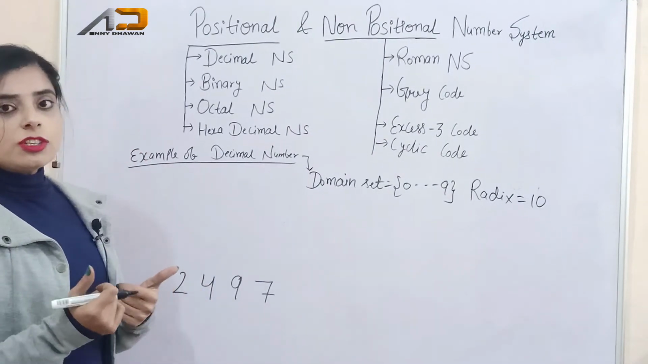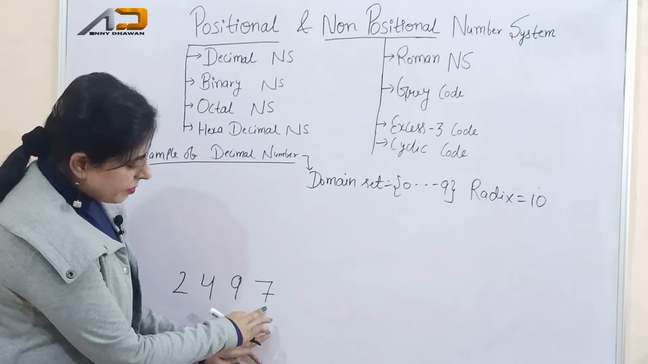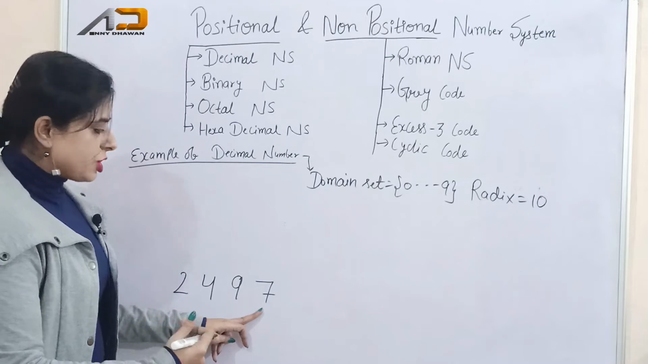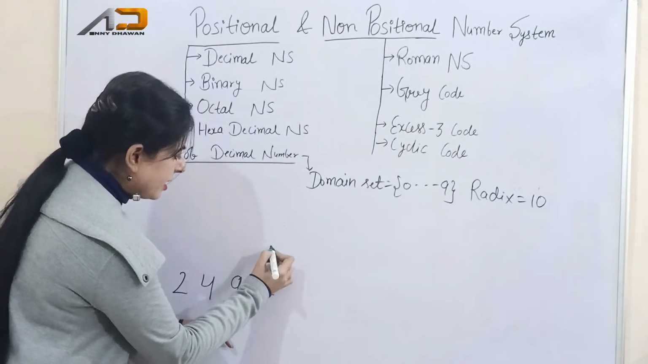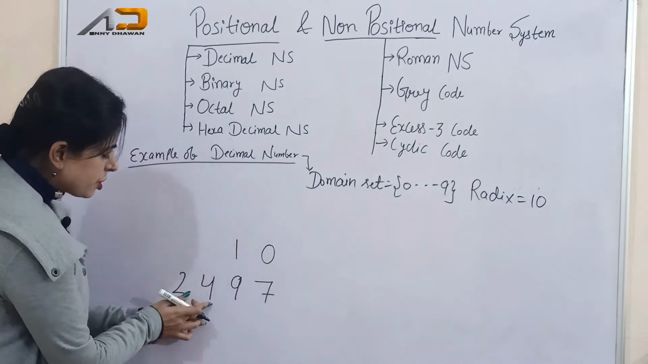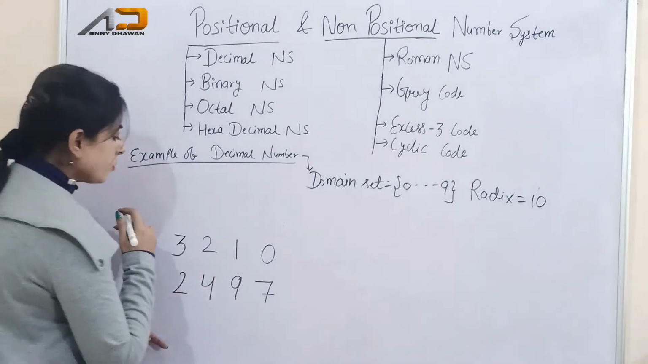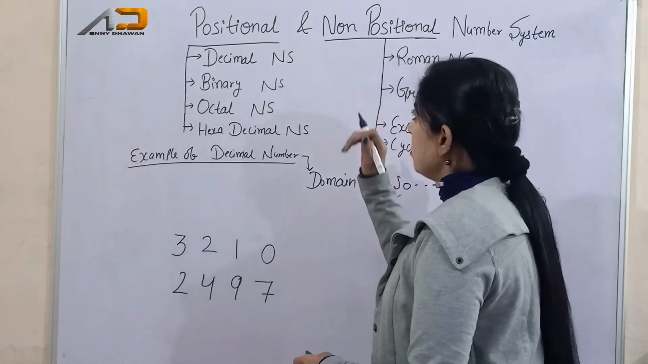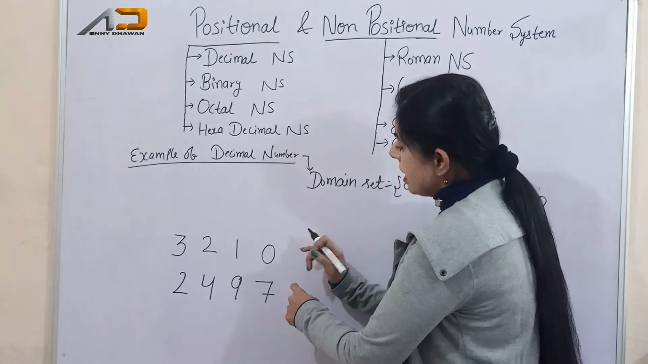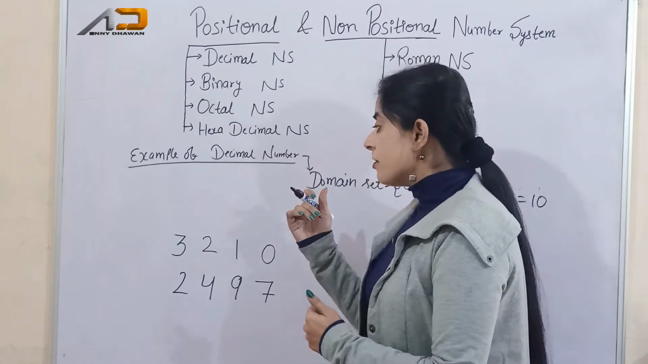And what is the definition of positional number system? In positional number system, every symbol or shape is placed under its corresponding position. What is the position of 7 here? It is 0. What is the position of 9 here? It is 1. What is the position of 4 here? It is 2. And the position of 2 is 3. And in positional number system, this specific position in turn has its corresponding significant, or you can say weight value.